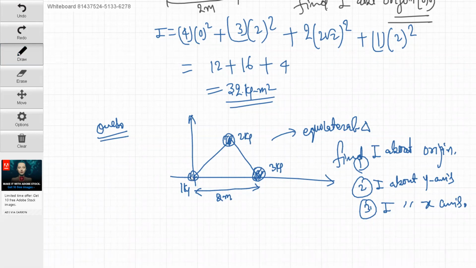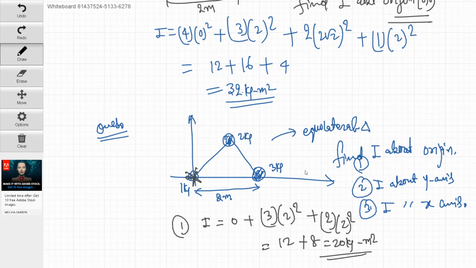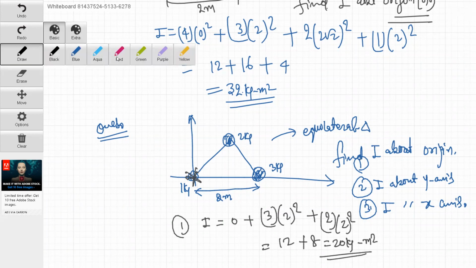Yes, so students, first of all, we will calculate about the origin. So about the origin, the moment of inertia is equal to the moment of inertia of 1 kg, which is 0. The moment of inertia of 3 kg is 3 into 2 square, plus the moment of inertia of 2 kg is 2 into 2 square. So this will be equal to 12 plus 8, that is 20 kg meter square. Is this okay?